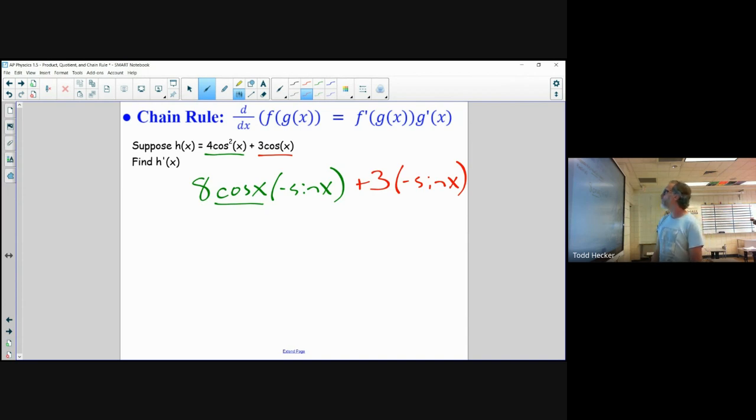All right, there you go. That's the chain rule. This one will probably take some practice. And honestly, it doesn't come up until later in the year anyway, so not that big of a deal. All right, that is it.